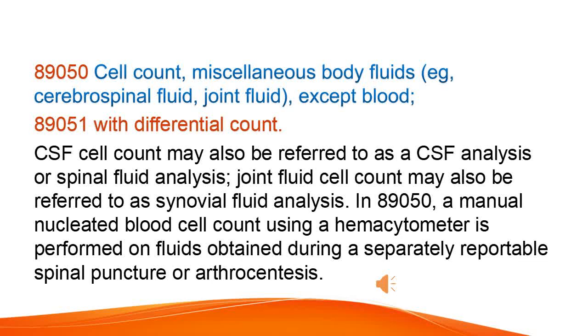Cell count, miscellaneous body fluids, e.g., cerebrospinal fluid, joint fluid, except blood, with differential count. CSF cell count may also be referred to as a CSF analysis or spinal fluid analysis. Joint fluid cell count may also be referred to as synovial fluid analysis. In 89050, a manual nucleated blood cell count using a hemocytometer is performed on fluids obtained during a separately reportable spinal puncture or arthrocentesis.